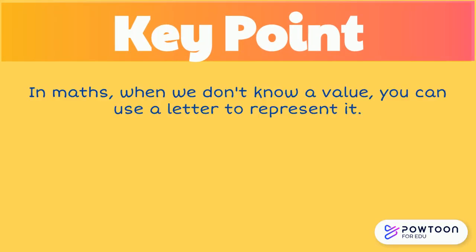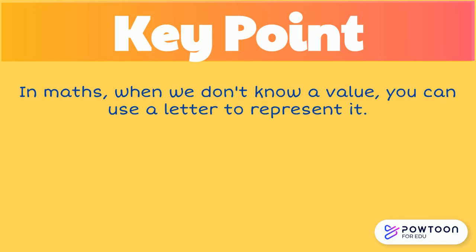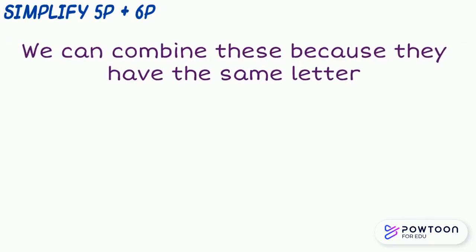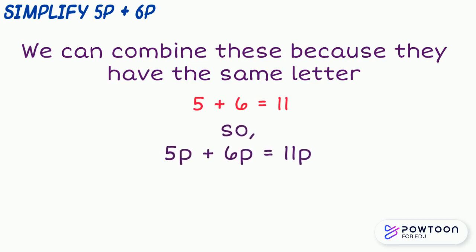Something you need to know, and it might seem a little weird, but you need to get comfortable with it, is that when we don't know a value, you can just use a letter to represent it. In this example, we want to simplify 5p plus 6p. So we can combine these because they both have that same letter of p. So if you think about it, 5 plus 6 is just 11. So what that means is 5p plus 6p is just 11p.